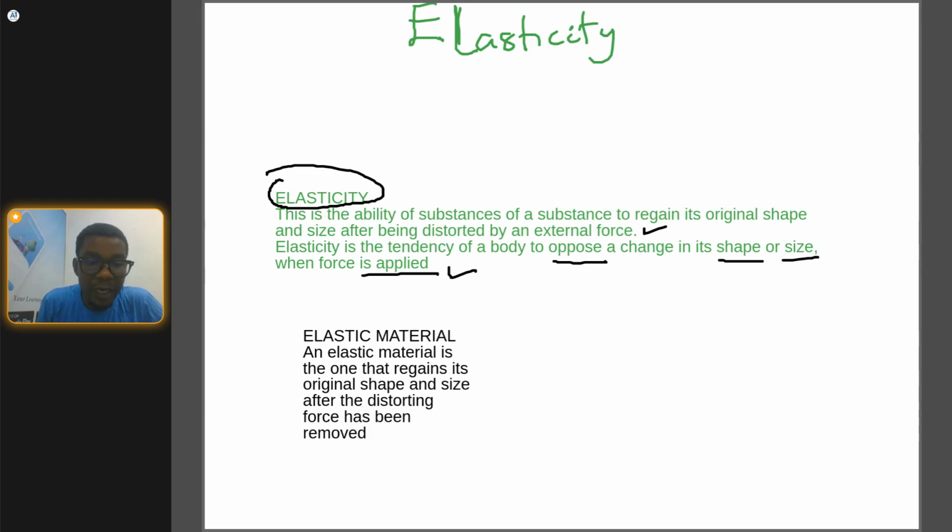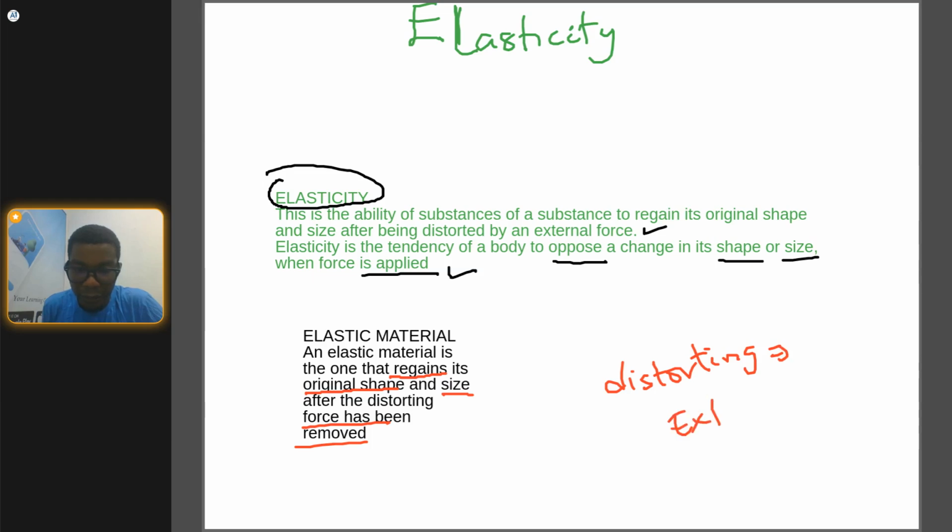An elastic material, as we have here, is one that can regain its original shape and size after the distorting force has been removed. Distorting force is an external force. What the distorting force causes is deformation of the elastic material. So once you have removed the external force, it will regain back its shape, its size.